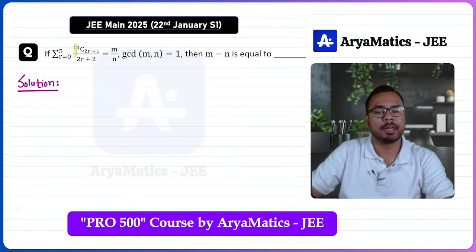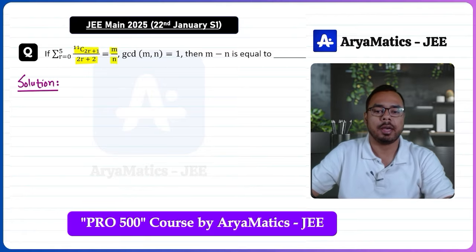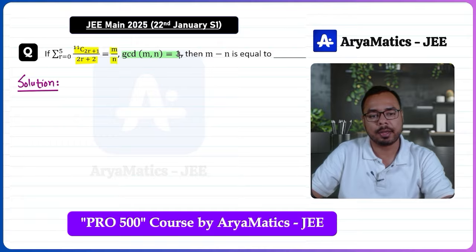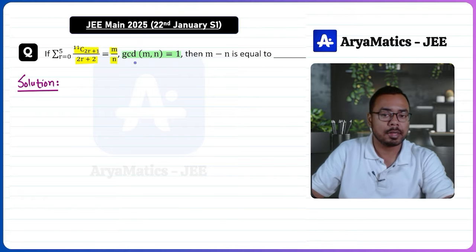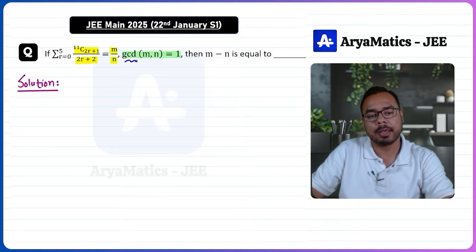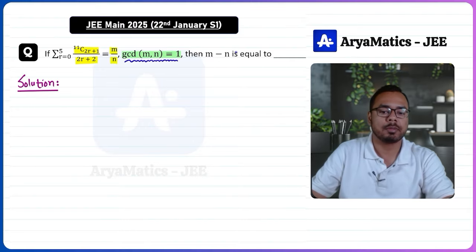If the sum of this series 11c 2r plus 1 divided by 2r plus 2, for r from 0 to 5, is m by n, and it is given that the greatest common divisor or HCF of m and n is 1. So the meaning of this line is that there is no common factor between m and n, and that fraction m by n is in its smallest form, right? Because we have to find the value of m minus n.